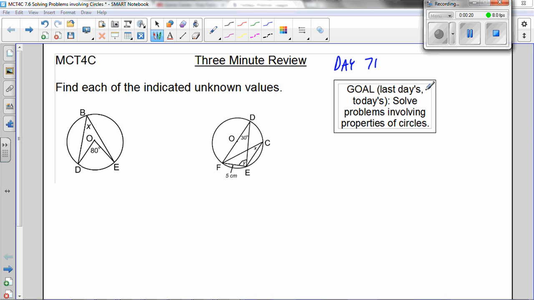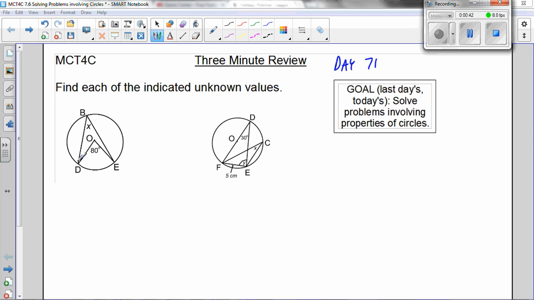The goal today is essentially to use the properties that we learned about the circle yesterday to solve some problems, and some of them are just goofy circle problems like this, and some of them will try to be applied as well. We'll see. So this first one, we just want to find the indicated unknown, which is x.